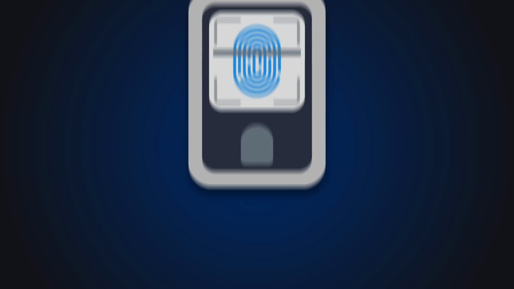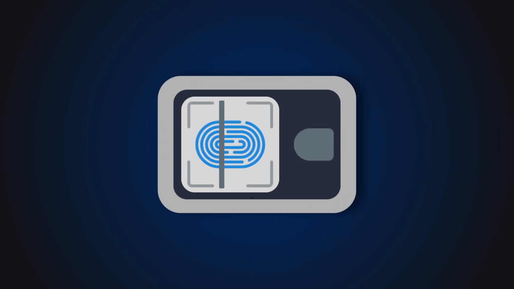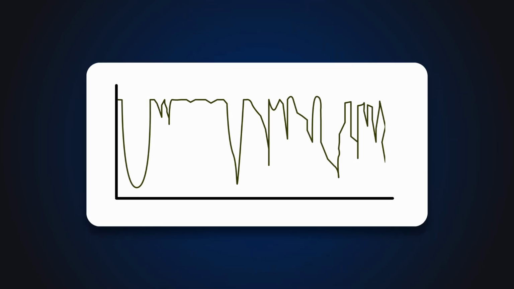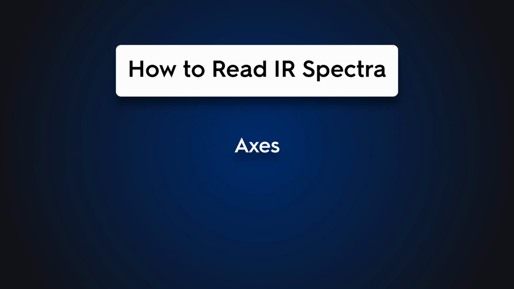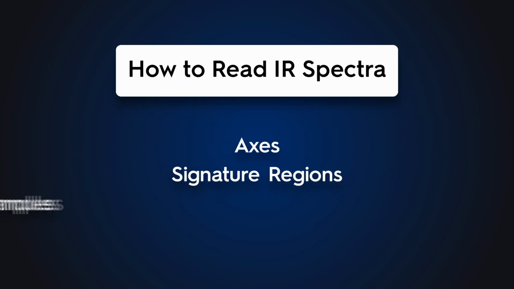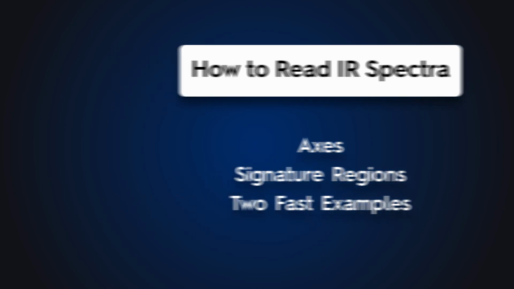Imagine if every molecule left a fingerprint. Infrared spectra do exactly that. In the next few minutes, you learn how to read those fingerprints and quickly identify the most common functional groups with confidence. We'll start by breaking down the axis, then map the key functional group regions, and finish with 2 fast examples you can practice on.